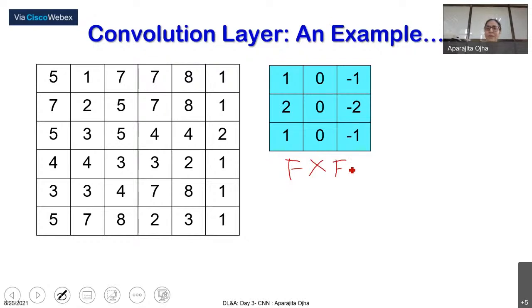This is the filter size. And suppose this is the image size. So suppose the image is n cross n, and suppose the filter is of size f cross f. Here f is equal to 3, I have taken, and n is equal to 6, we have taken as an example.